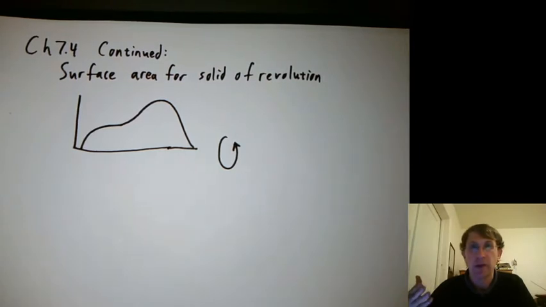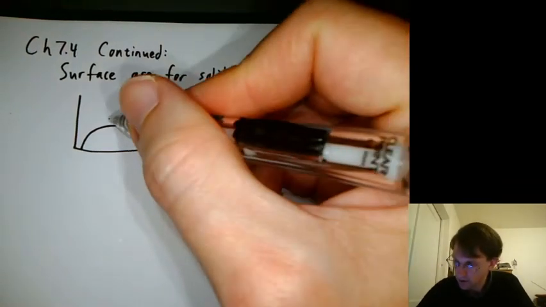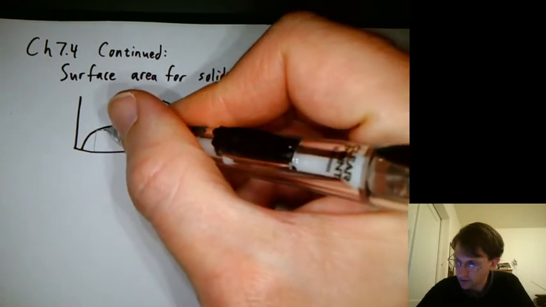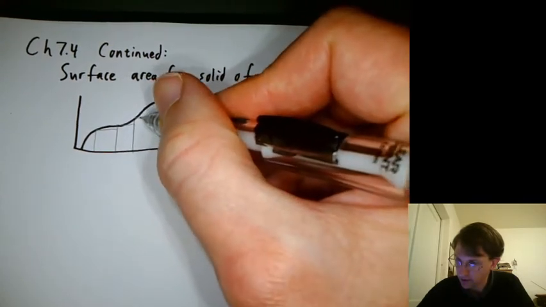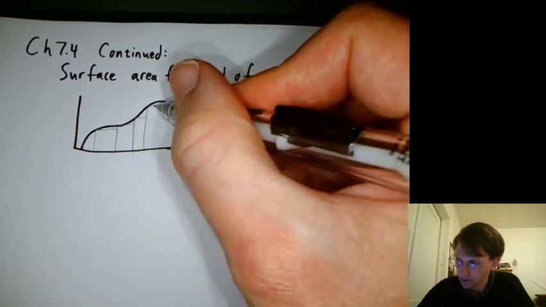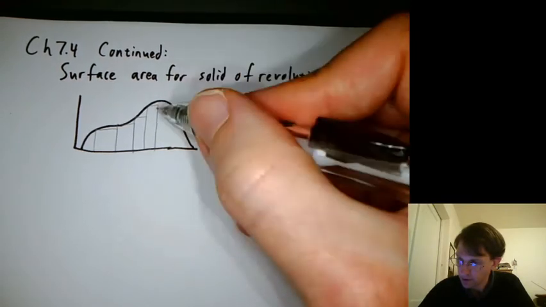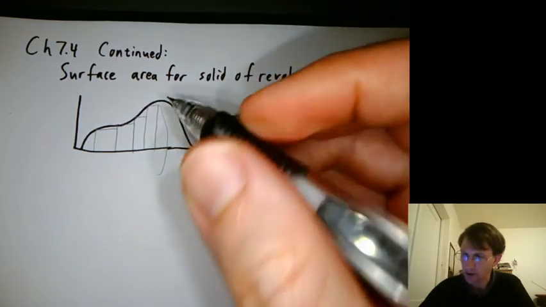Well, what did we do last time for volume of revolution? We segmented it into cylinders, right, into thin disks. So we could imagine drawing kind of a disk or a cylinder like that, and another one like that, and another one like that, and another one like that, and then spinning each of those around.